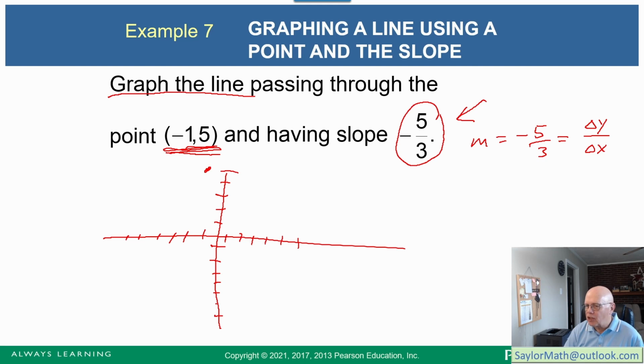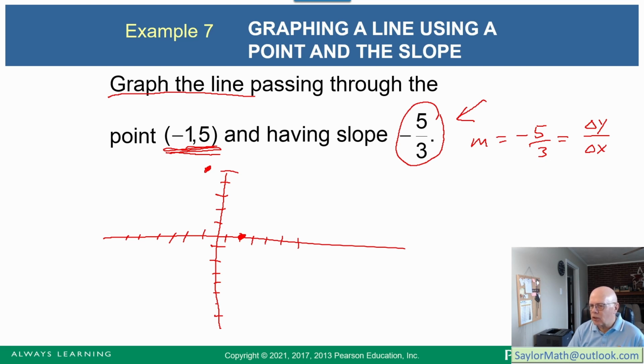So I know this point is on the line. I'm going to start there, and -5 in the y direction would be 1, 2, 3, 4, 5. And if I do that, then I'm going to go +3 in the x direction, which puts me one, two, yeah, there we go. So there's another point. We go -5 in the y direction, +3 in the x direction, and we've got another point.